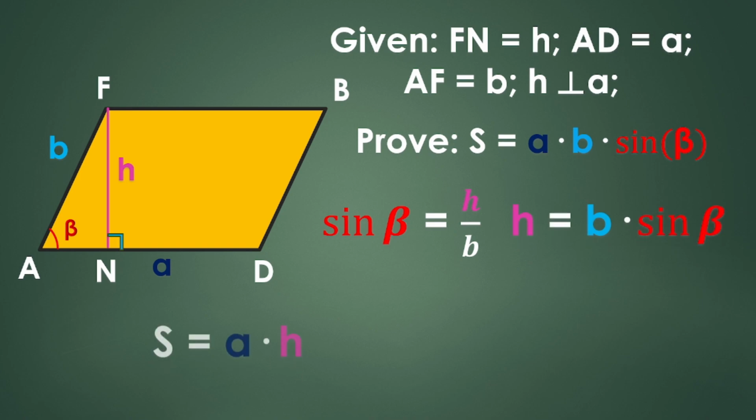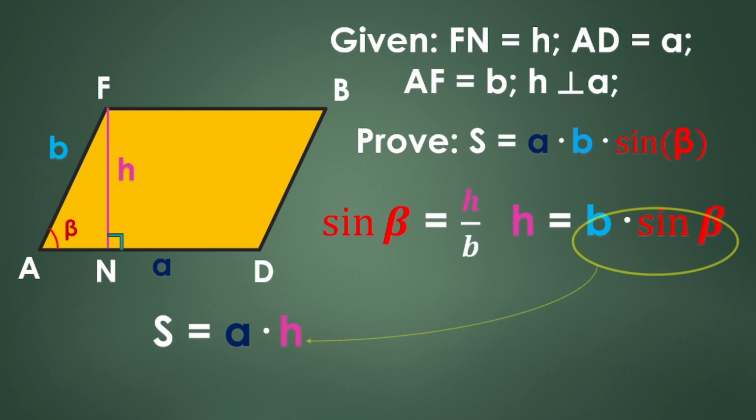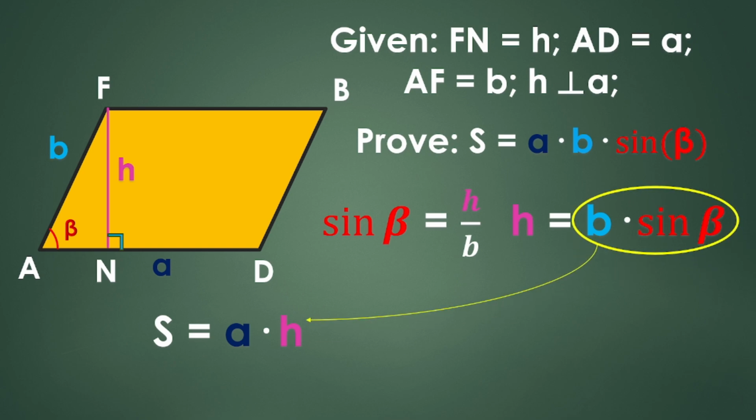Now, in the last slide, we proved that the area of a parallelogram can be calculated by the formula A times H. Now, instead of the height, we substitute what we just found, and we get another formula for finding the area of a parallelogram.